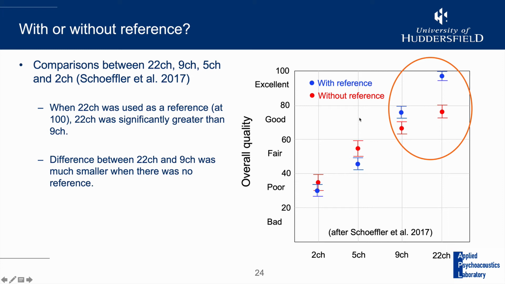So as you see in the result graphs, when 22-channel audio was used as a reference, then it was graded at near 100 point. And there was a big significant difference between 9-channel and 22 channels. But if 22 channel was included as one of the stimuli and there was no reference, then the difference between the 9-channel and 22 channels became much smaller.